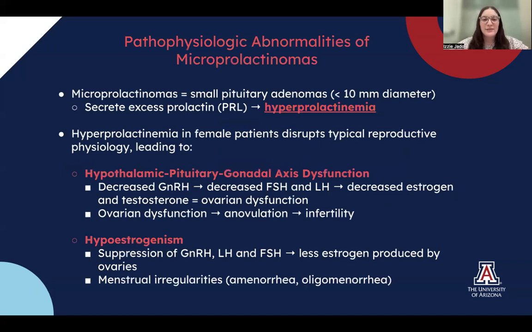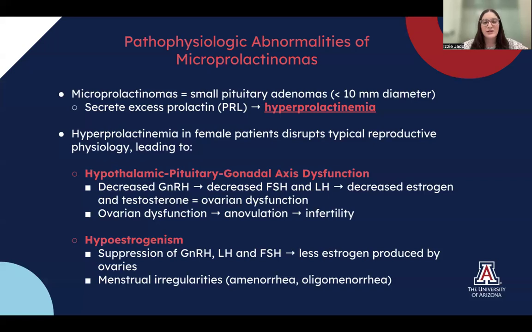So when someone has a microprolactinoma, the tumor itself secretes excessive prolactin. Most of the dysfunction and abnormalities we'll talk about stem from this hyperprolactinemia state. In females specifically, too much prolactin can disrupt several really important reproductive and overall well-being levels. One thing that happens is dysfunction in the hypothalamic pituitary gonadal axis.